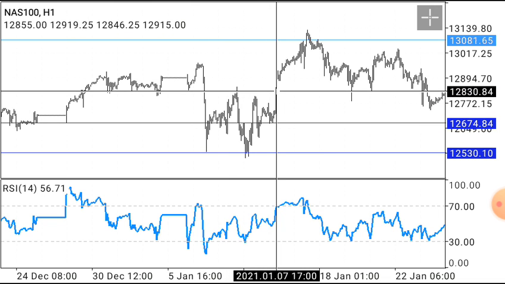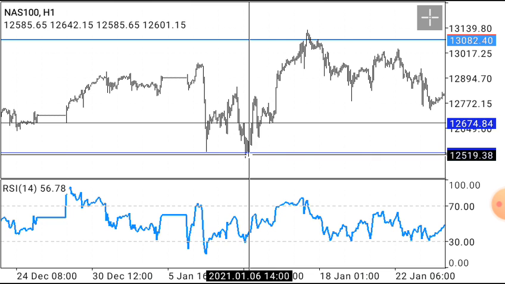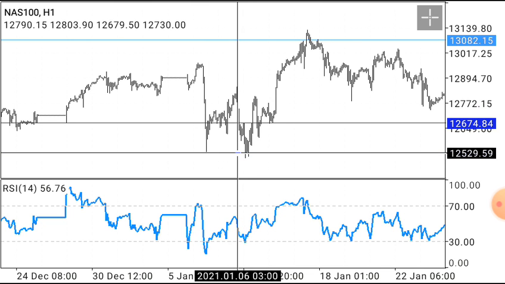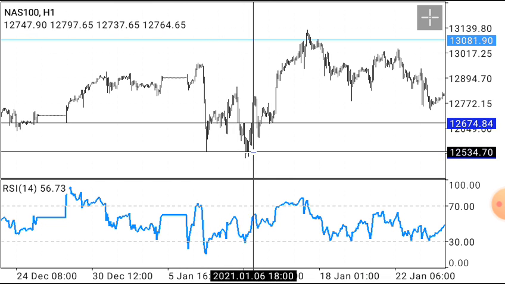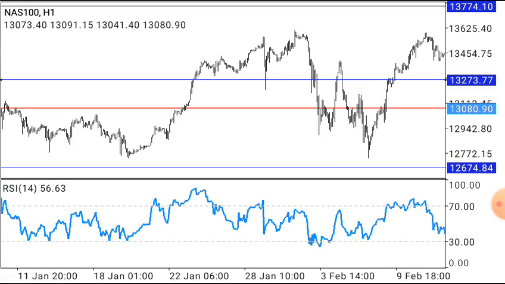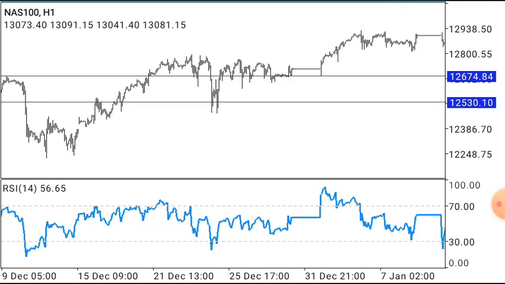I could have entered over here, right? And take my profit over here. Or I could have entered over here. As you can see, the market retested this level where the price was at, and then the market went straight up. And the reason why I'm saying you shouldn't use the RSI alone is because sometimes, let me just show you an example of what I'm talking about.